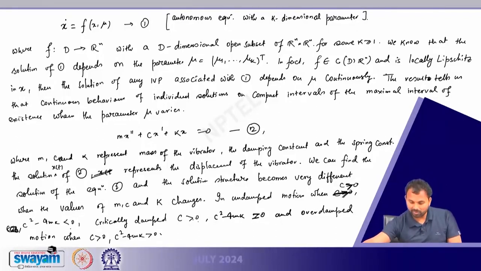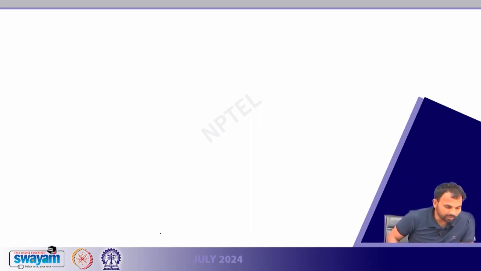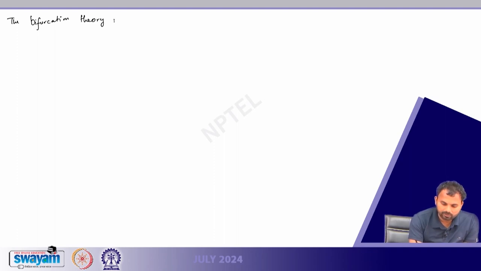Parameter involvement in the solution: it is a second order ODE, so you can easily write down the solution. Now, from the solution depending upon m, c, k, we can draw all those properties, all those definitions that I just mentioned. It shows that the involvement of parameters is heavily important when you are characterizing the solution. So, the bifurcation theory is concerned with the following problem.